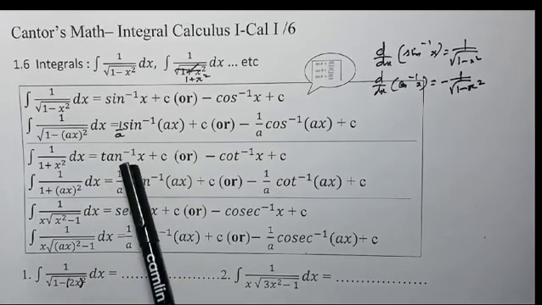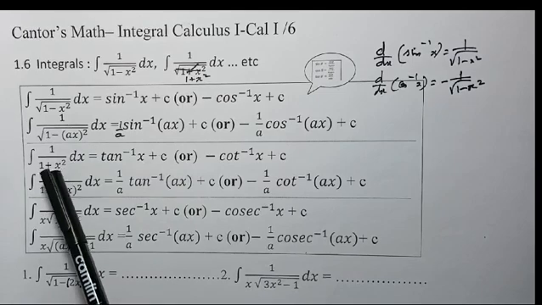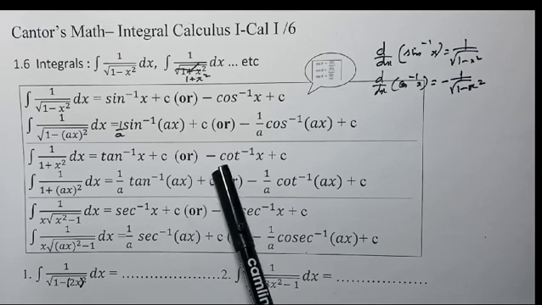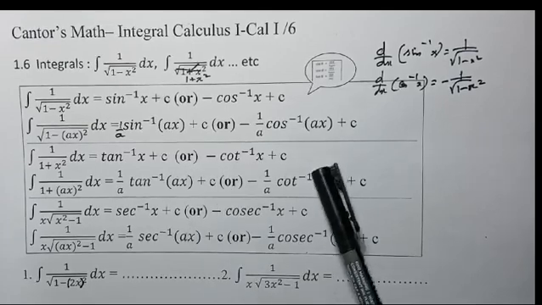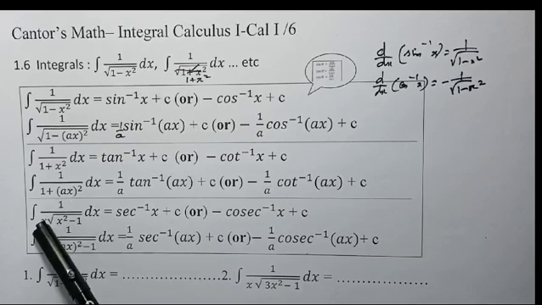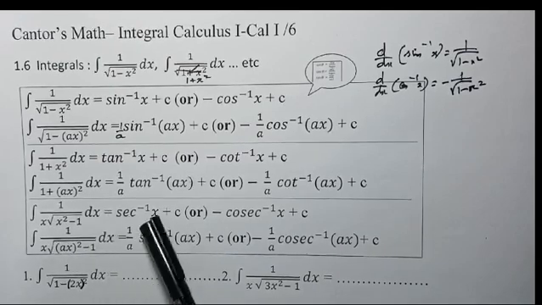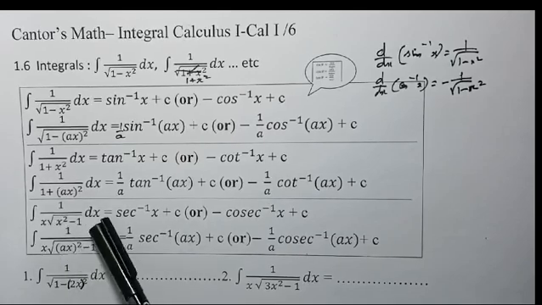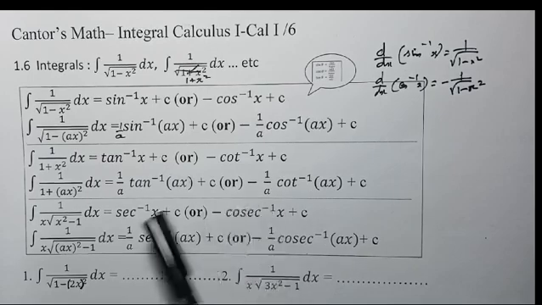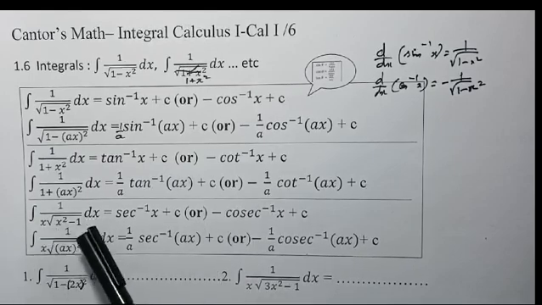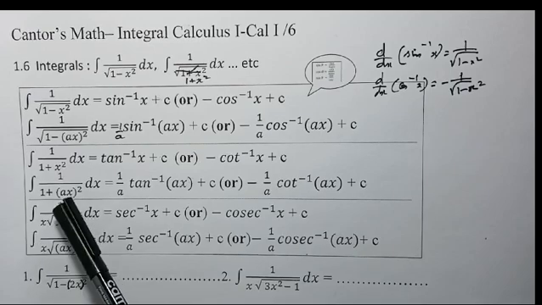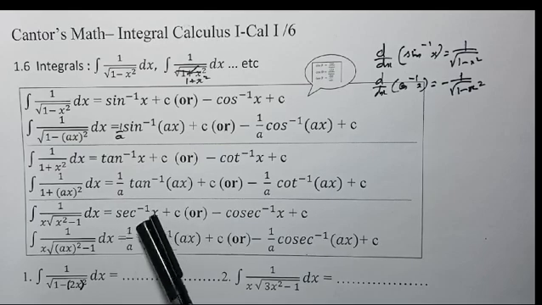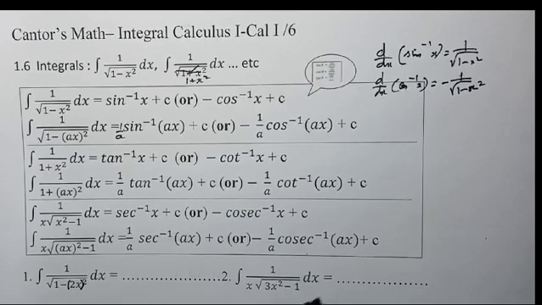Next, we know that if you differentiate tan inverse x, we will get 1 by 1 plus x squared. Therefore, integral 1 by 1 plus x squared dx equals tan inverse x, or minus cot inverse x plus c. The third one, integral 1 by x root of x squared minus 1 dx equals secant inverse x. Why? If you differentiate secant inverse x, you will get 1 by x root of x squared minus 1. And if you differentiate cosecant inverse x, you will get minus 1 by x root of x squared minus 1. Therefore, integral 1 by x root of x squared minus 1 dx has two formulae. One is secant inverse x plus c, another is minus cosecant inverse x plus c.